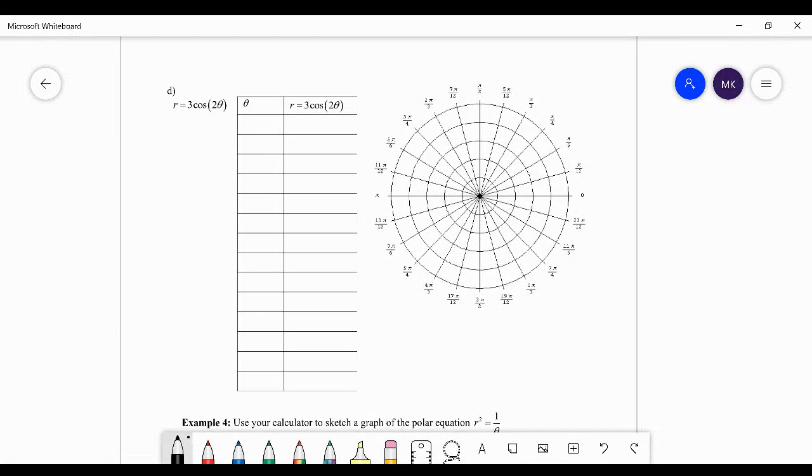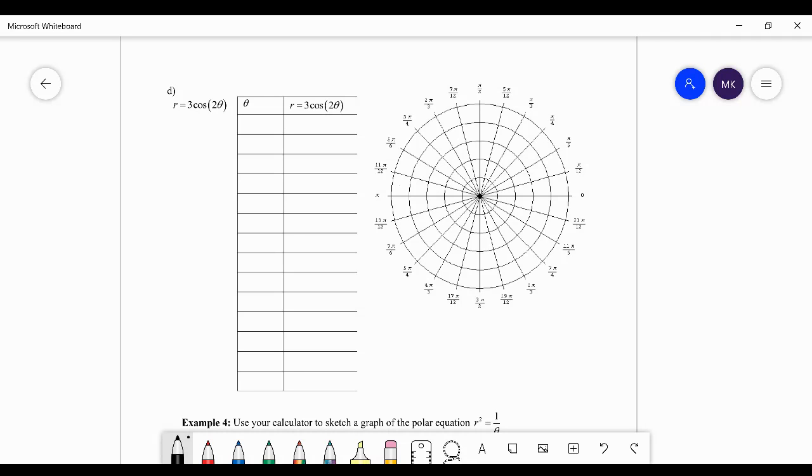Look at this one here. 3 cosine 2 theta. Now here's what I'm going to do on this one. I'm going to let you do it because this is not something I'm going to have you graph by hand ever. This is absolutely something you will need to graph on a calculator. So what I want you to do right now is pause this video and graph this on your calculator and see what it looks like. Okay, go ahead, pause it. We'll come back.